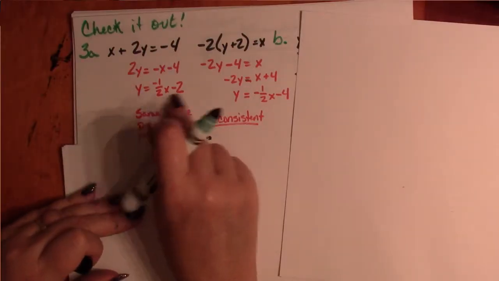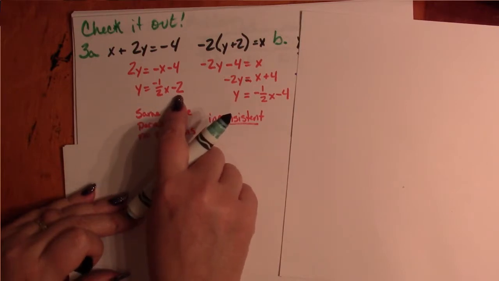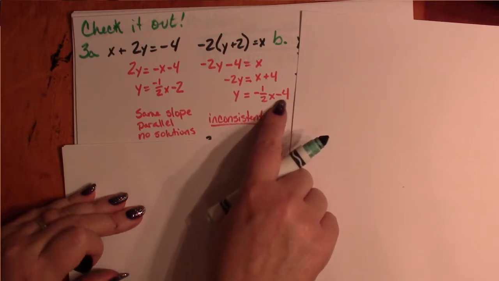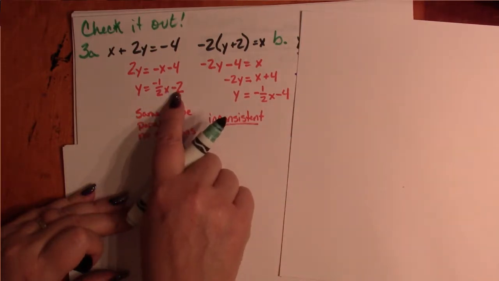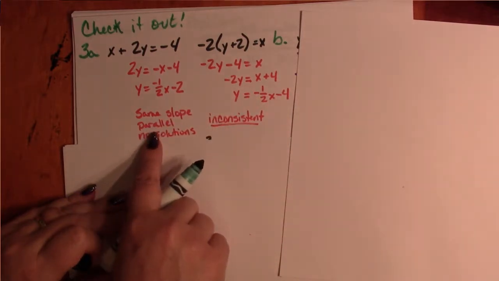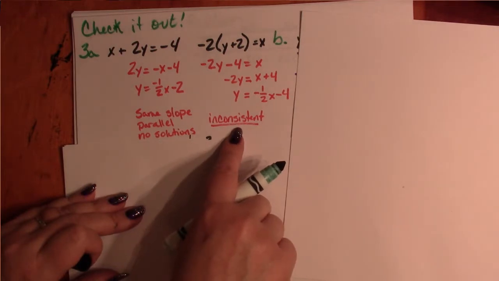So for 3a, we've changed this one to y equals negative 1/2 x plus minus 2, and we've changed this one to y equals negative 1/2 x minus 4. They have the same slope, but different y-intercepts, which means they are parallel lines, which means there is no solution, which makes this an inconsistent system.